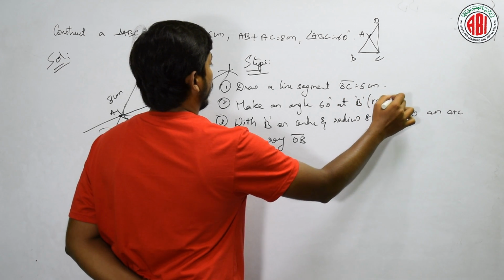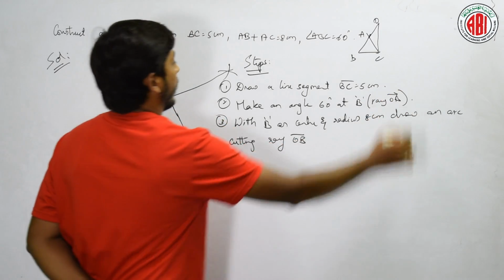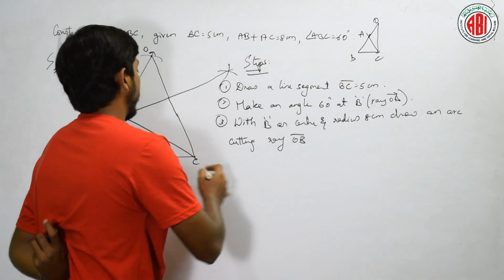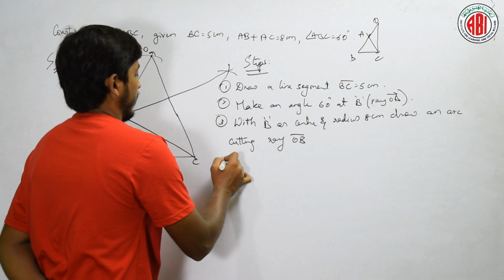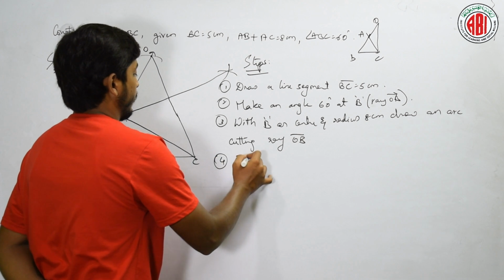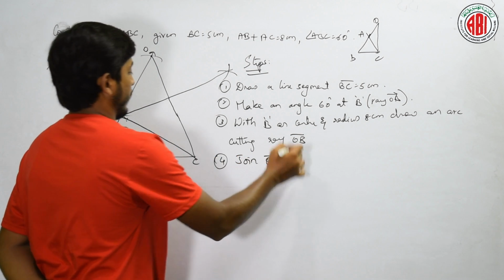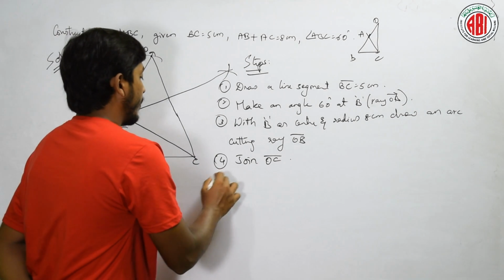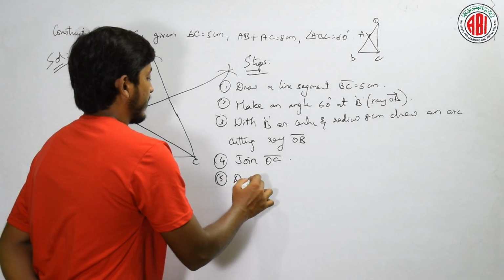Ray OB. Okay. Now, see here. Let us join OC. Okay. Now, the next step is we have to draw perpendicular bisectors.